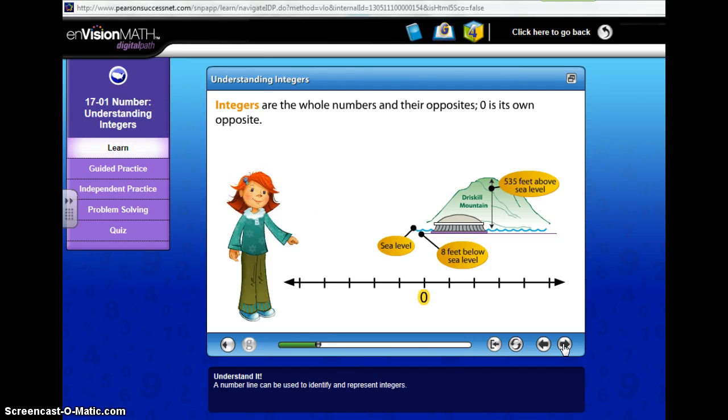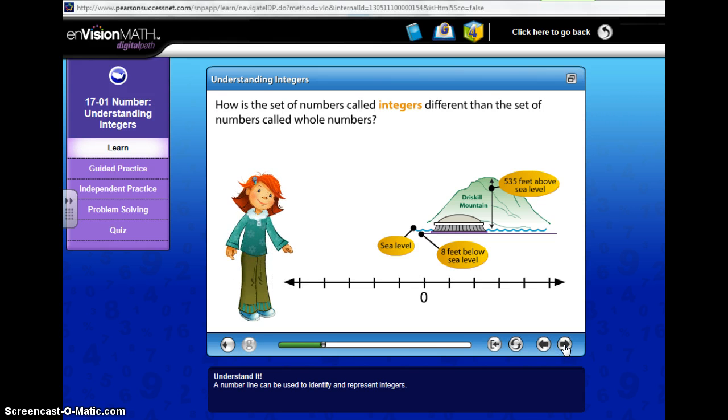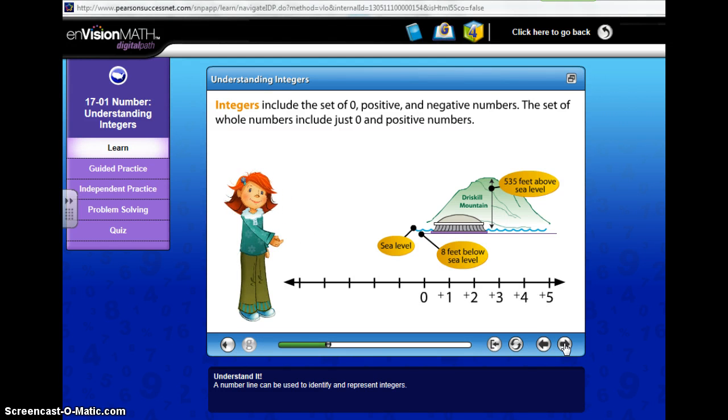Now 0 doesn't have an opposite. It is its own opposite. But the set of numbers that are called integers are used with the symbols positive and negative. So we have positive numbers, that means numbers larger than 0, and we have negative numbers. Those are numbers less than 0.